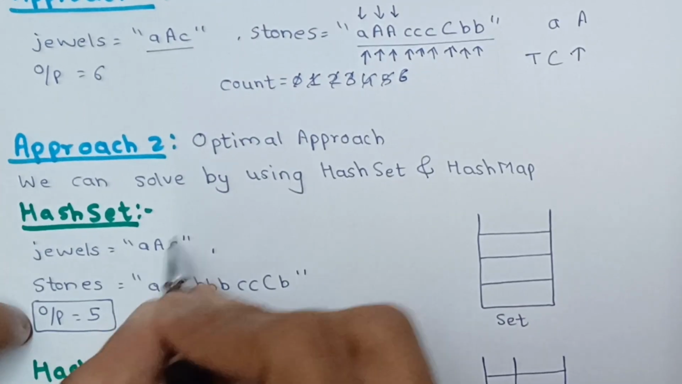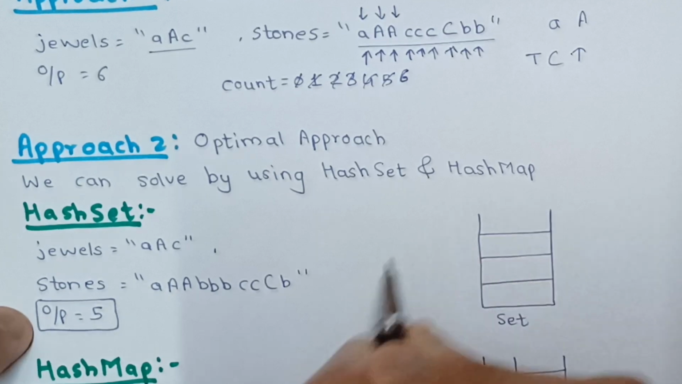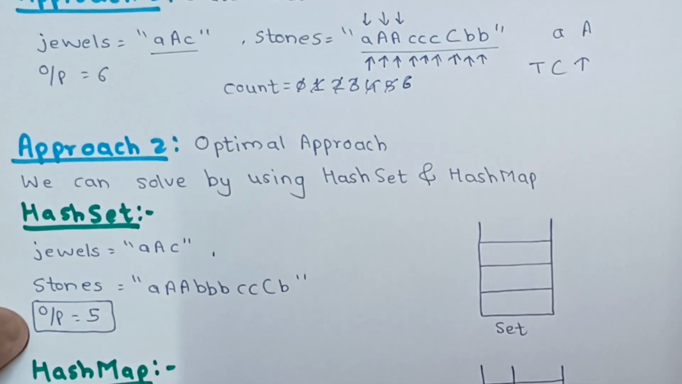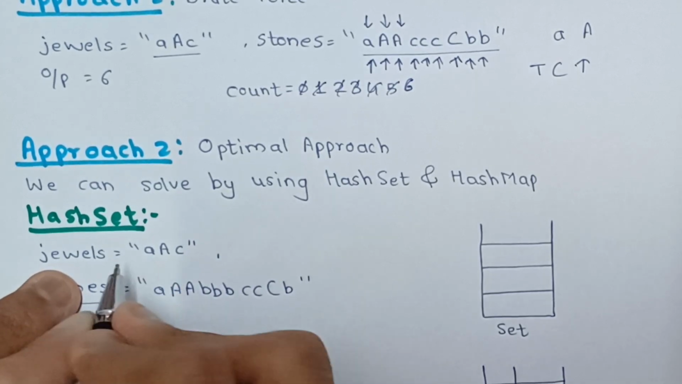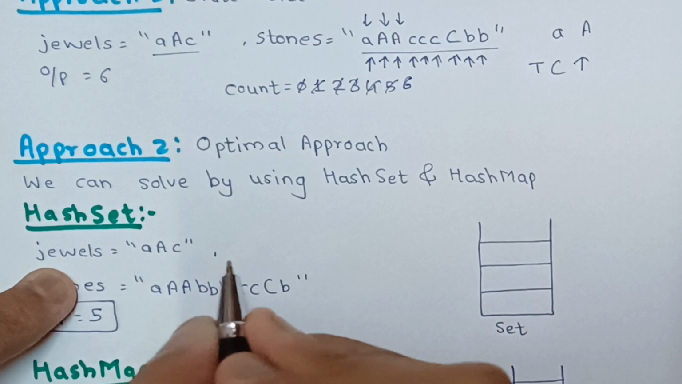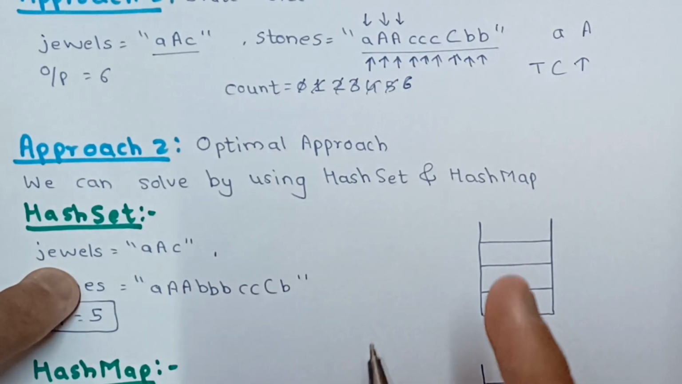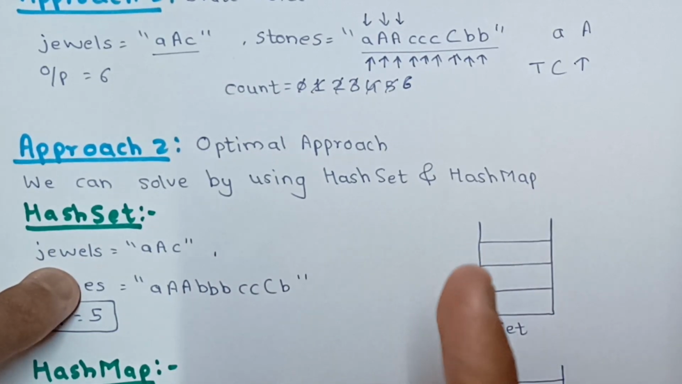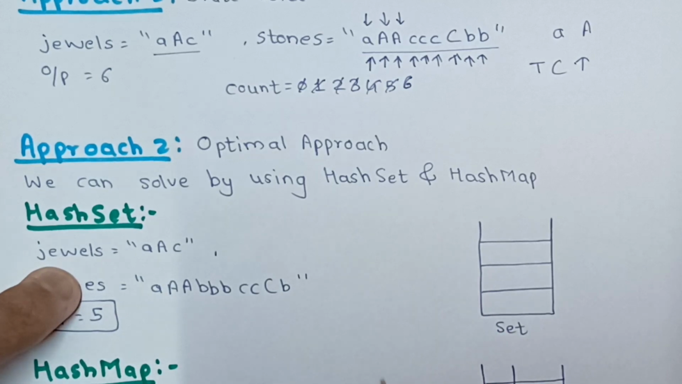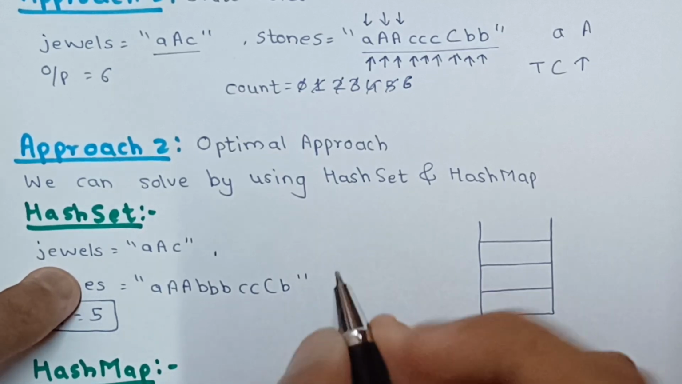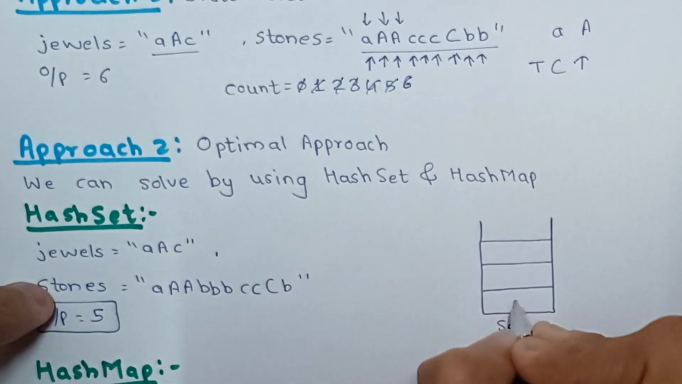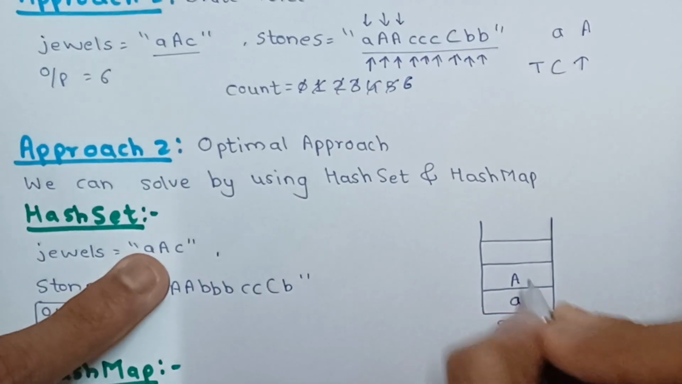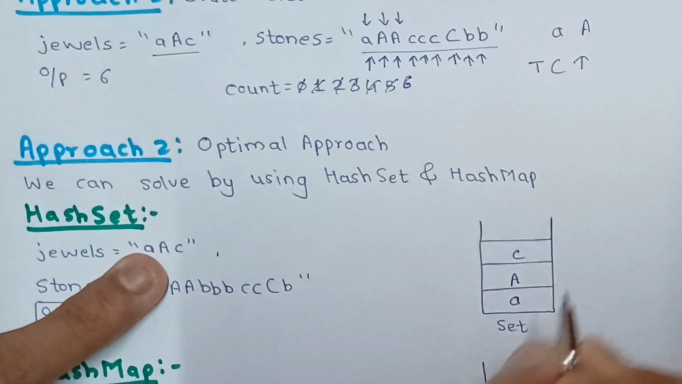In the optimal approach, we can use a hash set and also a hash map. I will teach you both the hash set as well as the hash map. First, we will learn the hash set. What we will do is take the jewels string and put all characters from the jewels into the hash set. You know that a hash set has the property of holding only unique characters. It does not hold duplicates, means it holds one character only once. So in the jewels, a will be added to the hash set, capital A will also be added, and c will be added to the hash set.